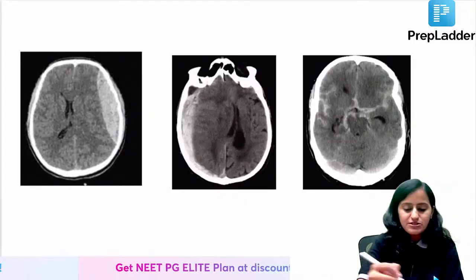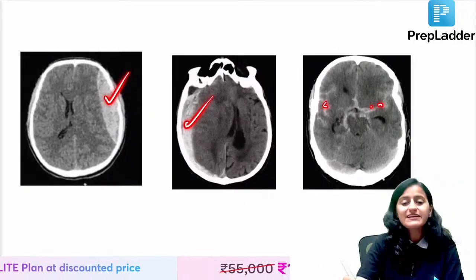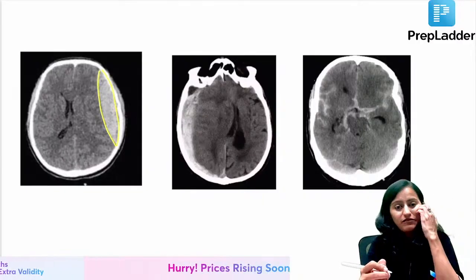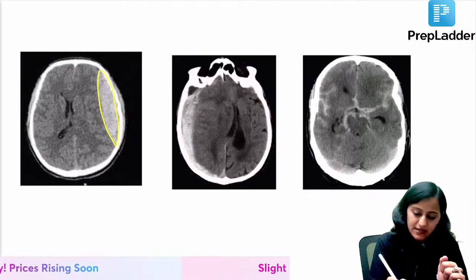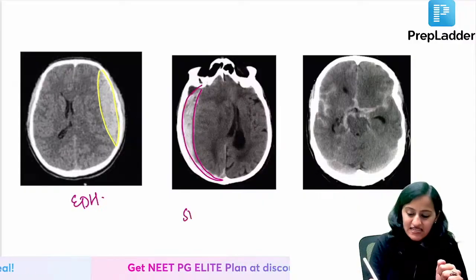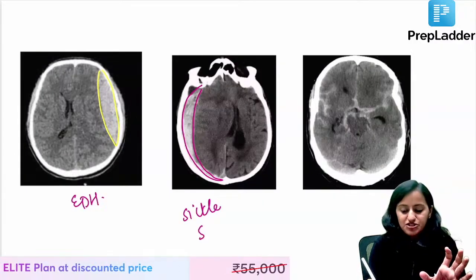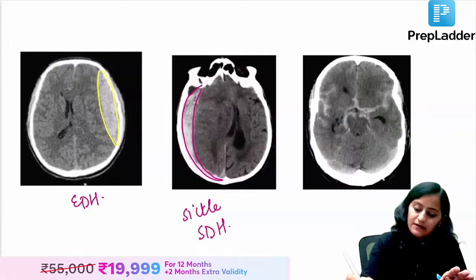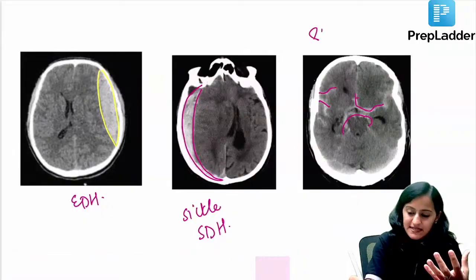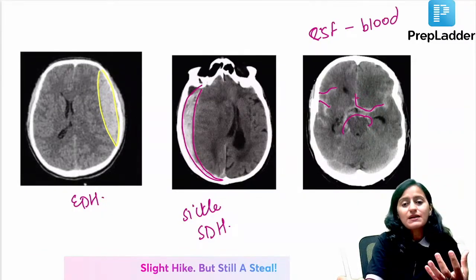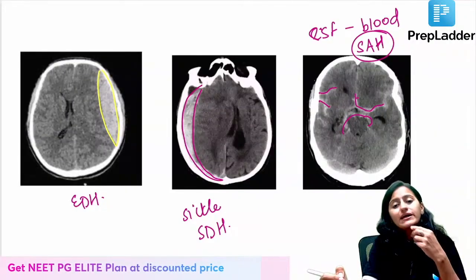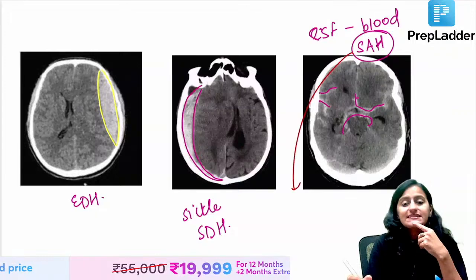Next one, the various hemorrhages, you can see they are appearing as white areas. Which type of hemorrhages are these, quickly? The idli shape, biconvex shape, lentiform shape, this is going to be EDH. The one which is following the brain surface, showing the sickle shape or concave or convex crescent shape, this is SDH. The one which is showing white blood in the cistern, so basically the CSF has been replaced by blood, this is subarachnoid hemorrhage. One of your recent INICET exam questions.